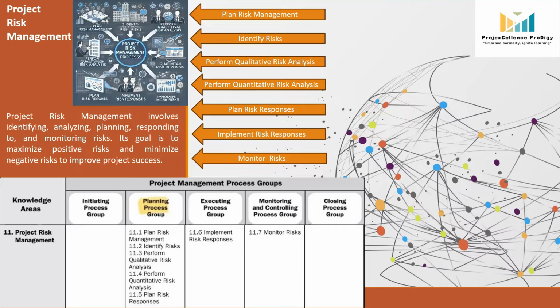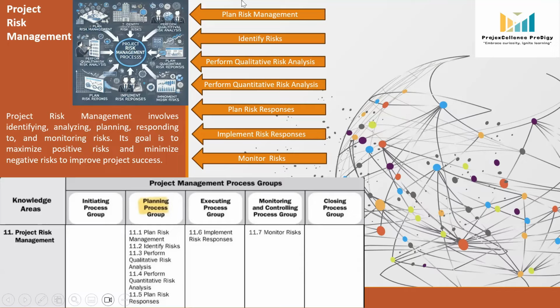In this session, we will break down the 7 processes of project risk management along with their inputs, tools and techniques, and outputs, ITTOs. Let's get started. Project risk management involves identifying, analyzing, planning, responding to, and monitoring risk. Its goal is to maximize positive risk and minimize negative risk to improve project success. There are a total of 7 processes in project risk management, 5 in the planning process group and 1 each in the executing process group and the monitoring and controlling process group.